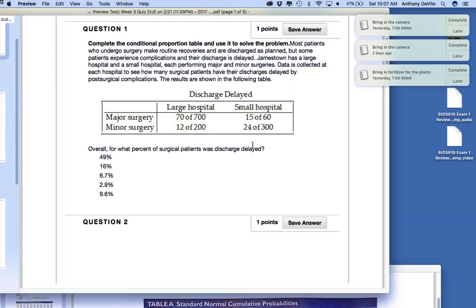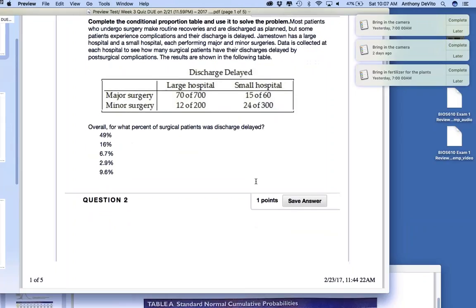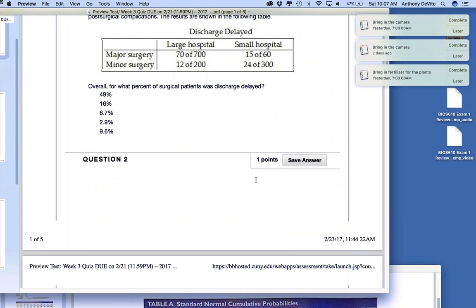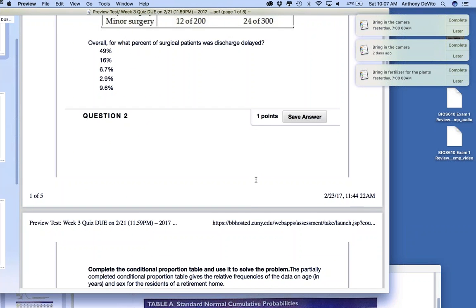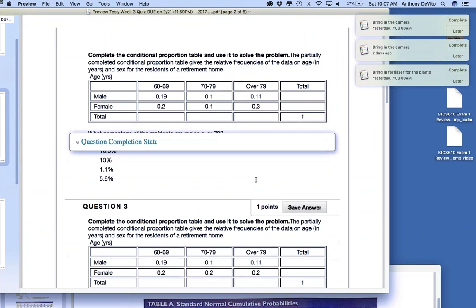They're looking for everybody. So we would add all of the surgeries that were delayed, 70, 12, 15, 24, and put that over all of the surgeries that were performed, 700, 200, plus 60, plus 300, to get a percentage. Now, I'm not going to bother to actually work that out, but that's the way that you would probably do that. I didn't see too many people having an issue with that.